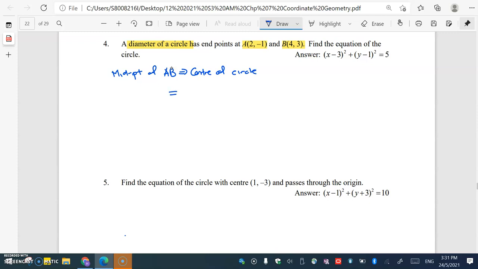So if I look through this, the midpoint of AB is (2 plus 4) divided by 2, (-1 plus 3) divided by 2. Therefore, 6 divided by 2 is 3, and 2 divided by 2 is 1. So we now know that the center of the circle is (3, 1).